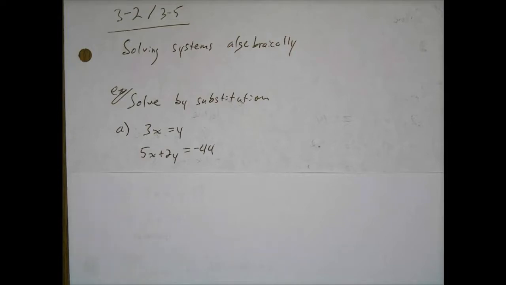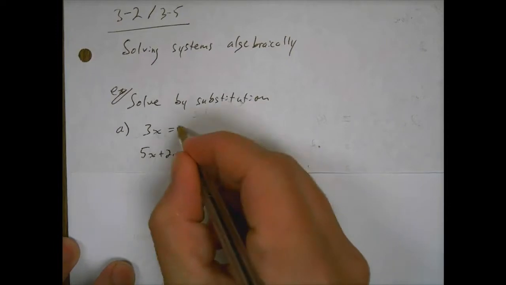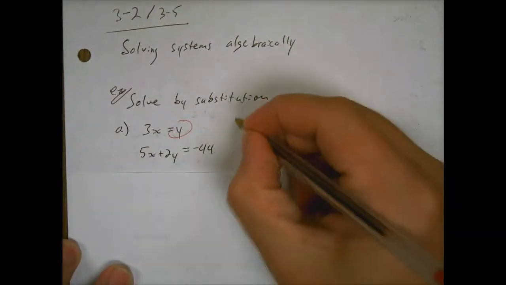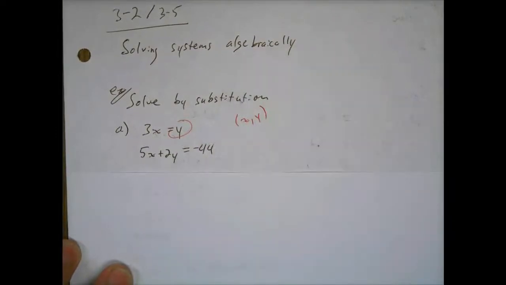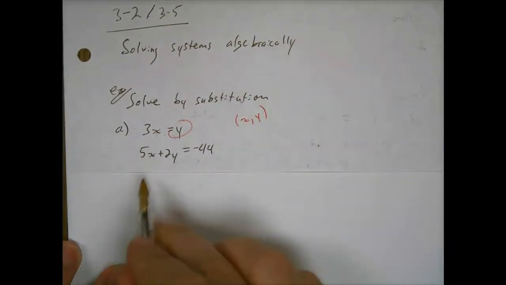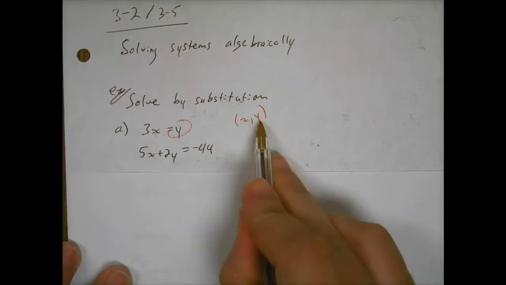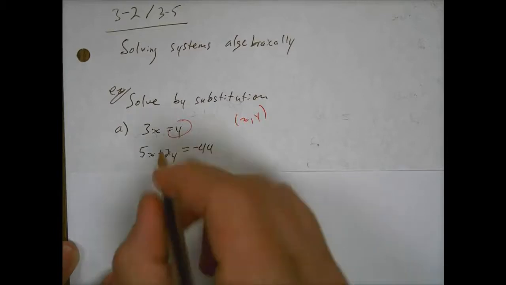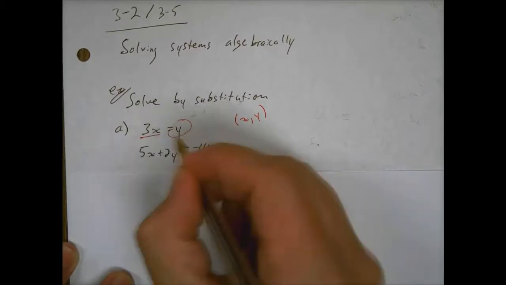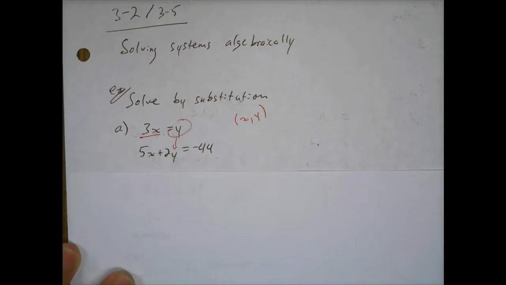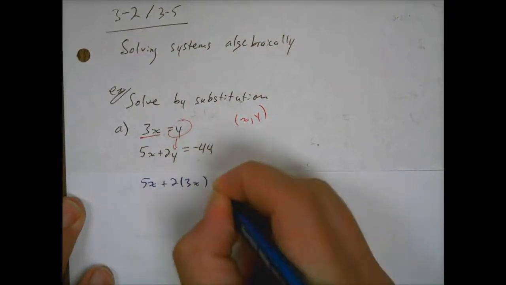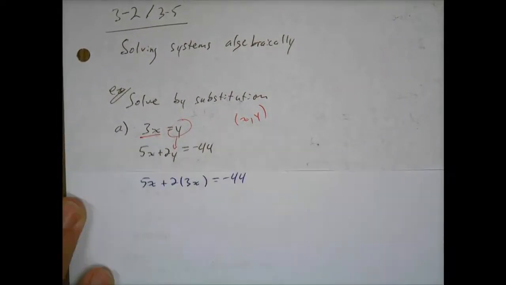So with substitution, the biggest thing that you want to have is make sure that you have a variable kind of by itself. Remember with systems that we have a solution that is an xy point, in this case because we have x and y, where both of these values are true for both equations. So if I know that y equals 3x, I can take that y and substitute it in for that y right there, such that I would have the equation 5x plus 2 times 3x, since that's what y is, equals negative 44.